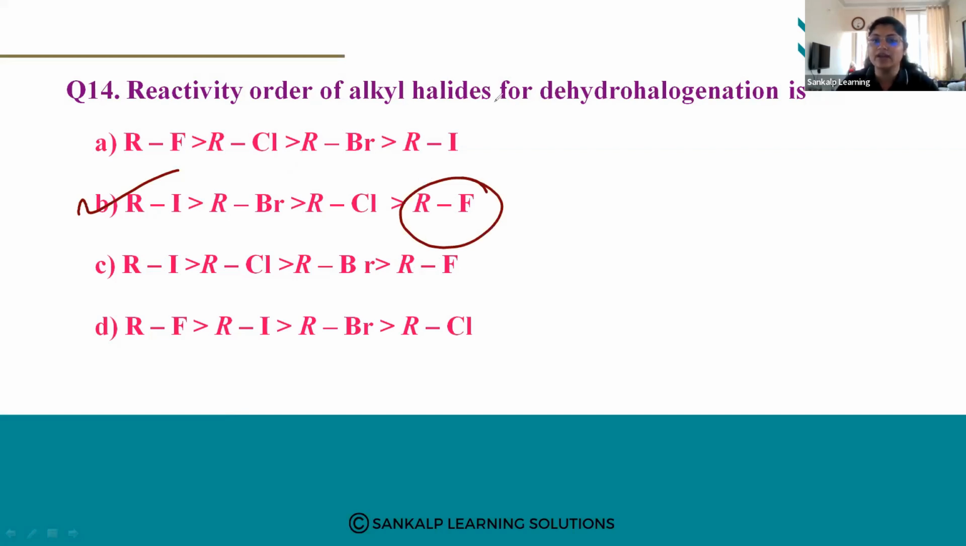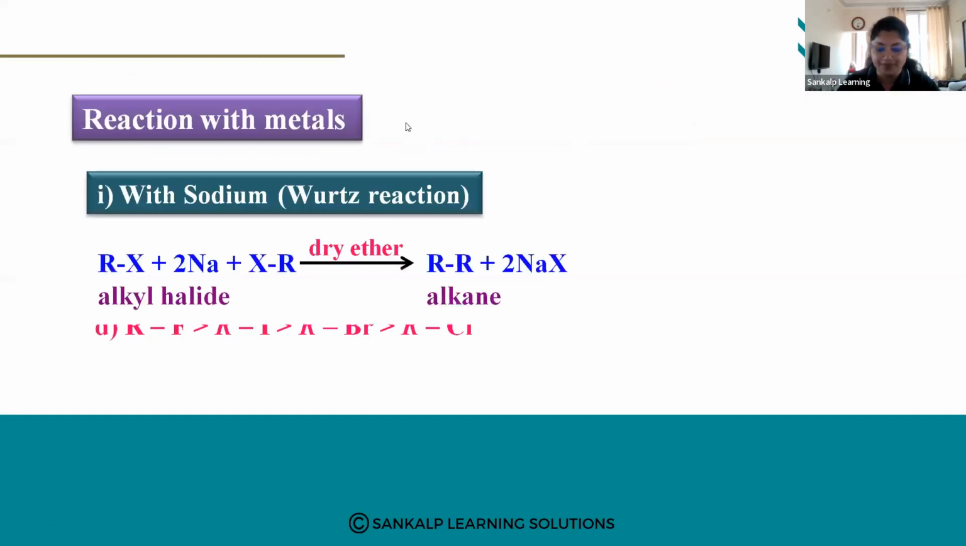So this is the reactivity of alkyl halides towards dehydrohalogenation. We have explained what dehydrohalogenation is: there will be elimination of one hydrogen and one halogen. So this is called dehydrohalogenation. So the reactivity order of alkyl halides is RI greater than RBr, greater than RCl, greater than RF. I hope this is clear. Okay, so we'll go for the next one.